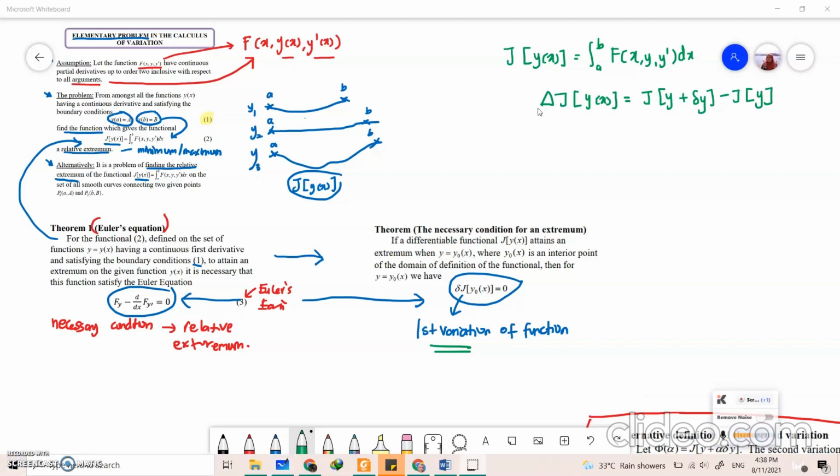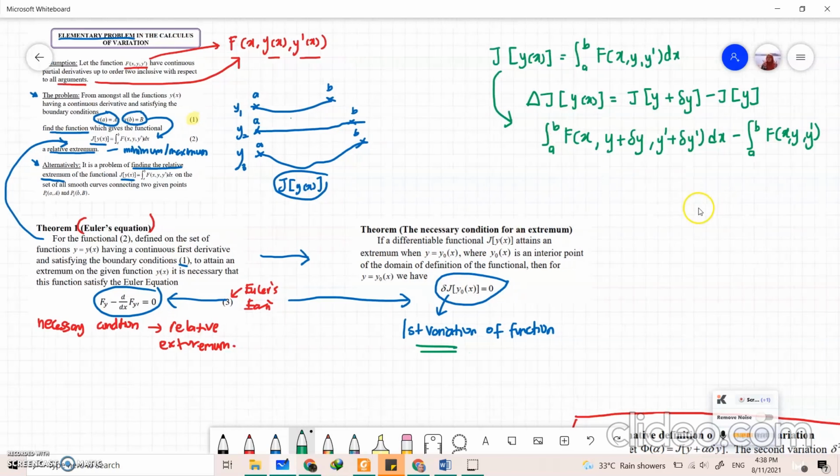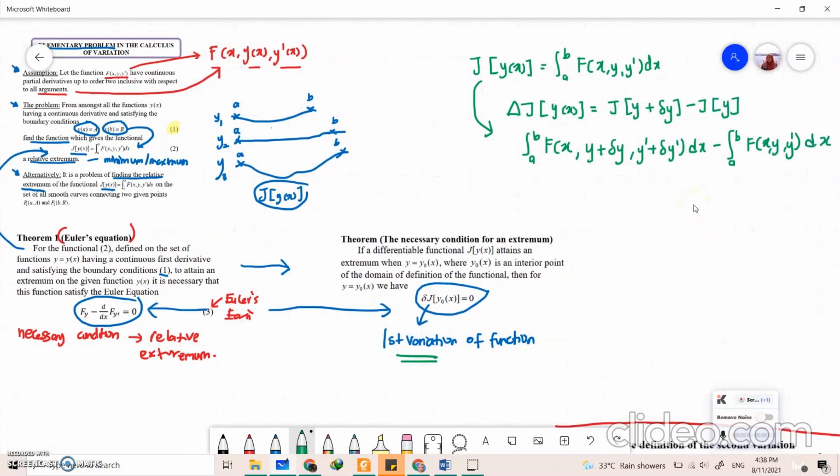Referring to the functional here, this increment of J becomes the integral from a to b of F. x remains x because this increment consists of y. So now this y becomes y plus delta y, and this y' becomes y' plus delta y' with respect to x, minus the functional of y. So we have the integral from a to b of F(x, y, y') with respect to x. So this is your first step.